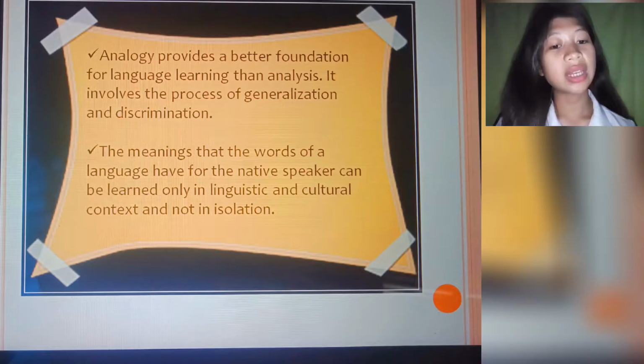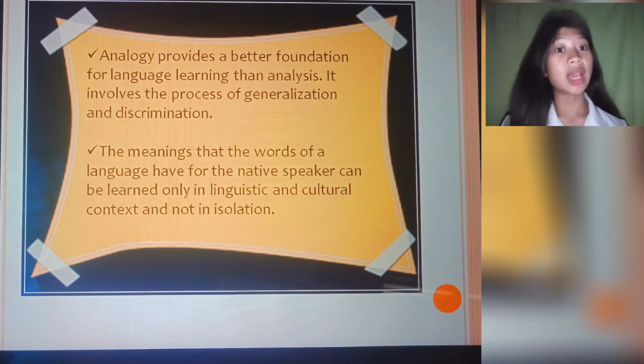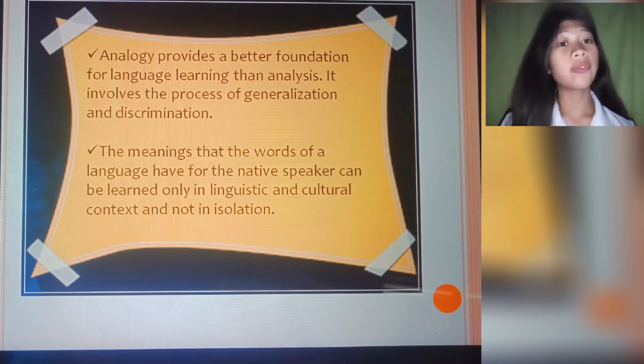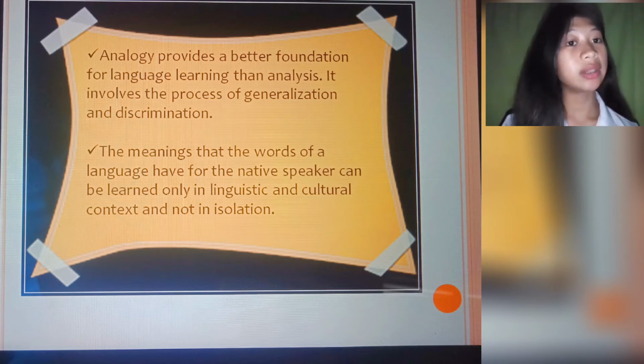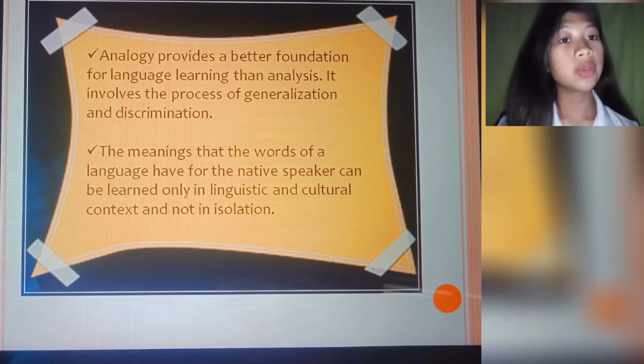The third is analogy provides a better foundation for language learning than analysis. Analogy, or comparing two things, is more effective to learn a foreign language. Like for example, the car and the airplane. Car is a transportation used on land, and airplane is in the sky. So it is more effective if you use analogy in teaching a foreign language like English.